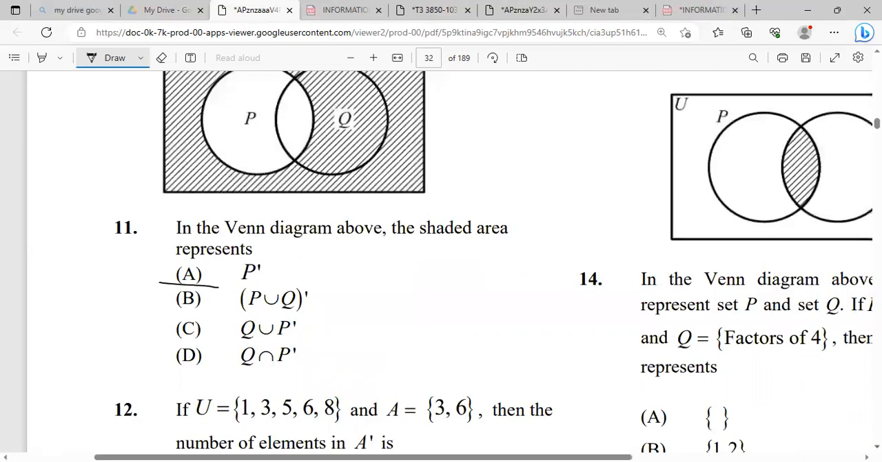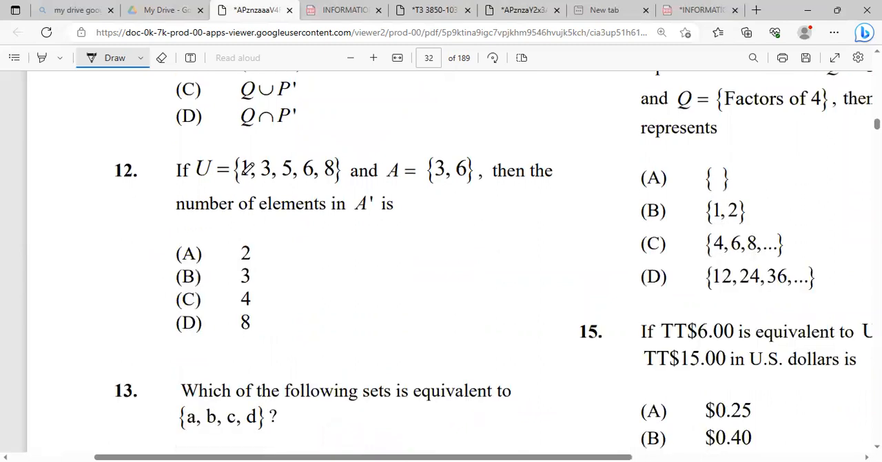Let's look at number 12. If U is equal to 1, 3, 5, 6, 8, and A is equal to 3, 6, then the number of elements in A prime, so it's not in A, however, it's in the universe. So we can account for 3, that is good. Now 6, so it's 3 numbers, 1, 5, and 8. So just in case they might ask you for A complement, it will be 1, 5, and 8. So that's 3 numbers.